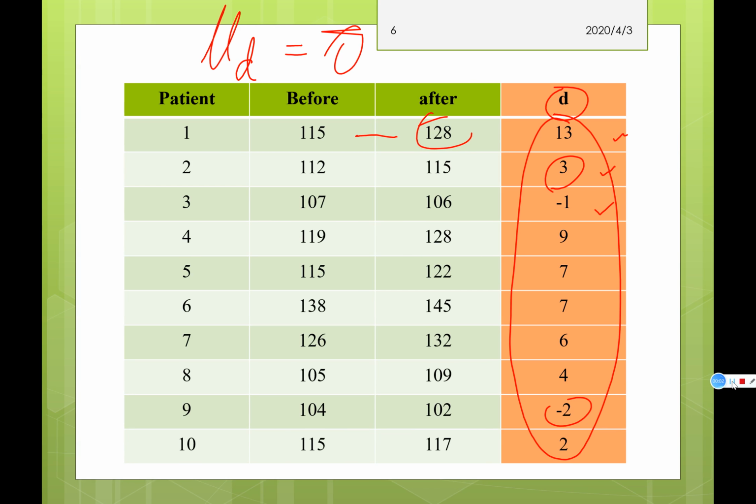Okay, let's continue. Just now we mentioned that in the paired t-test, we need to calculate the difference of after and before, and we want to know if the difference is symmetric about 0. That means we need to test if mu d, the population mean of the difference, equals 0 or not. So this is the null hypothesis in the paired t-test.